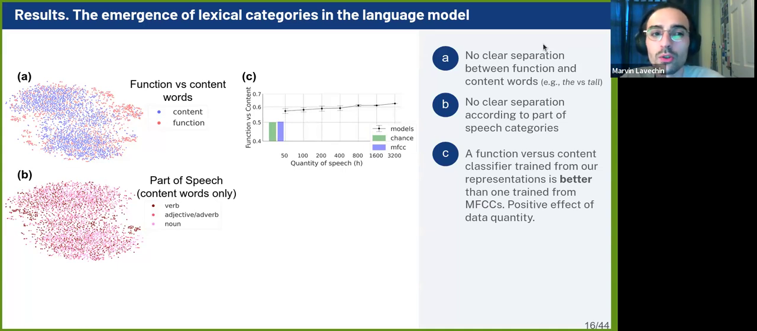So what we like to do to visualize the information contained in the representation is use what we call dimensionality reduction techniques. Basically, you transform your 256-dimensional vector into a 2D vector that shows some kind of clusters, if you're lucky. I mean, if your representation contains some kind of information.